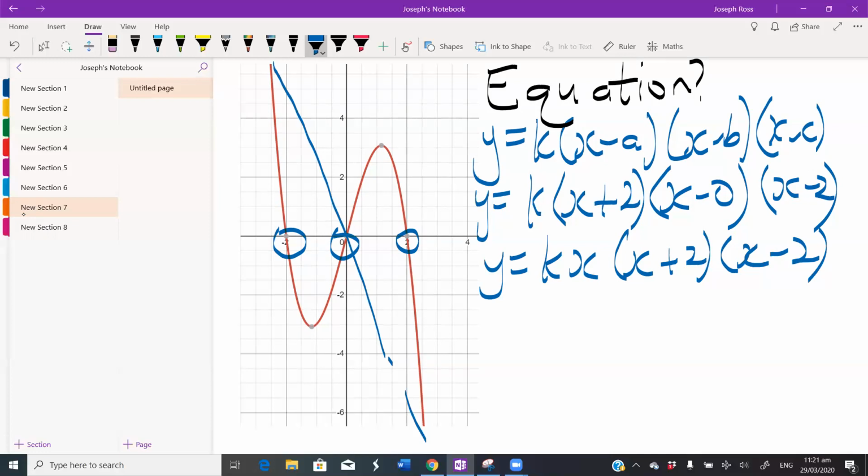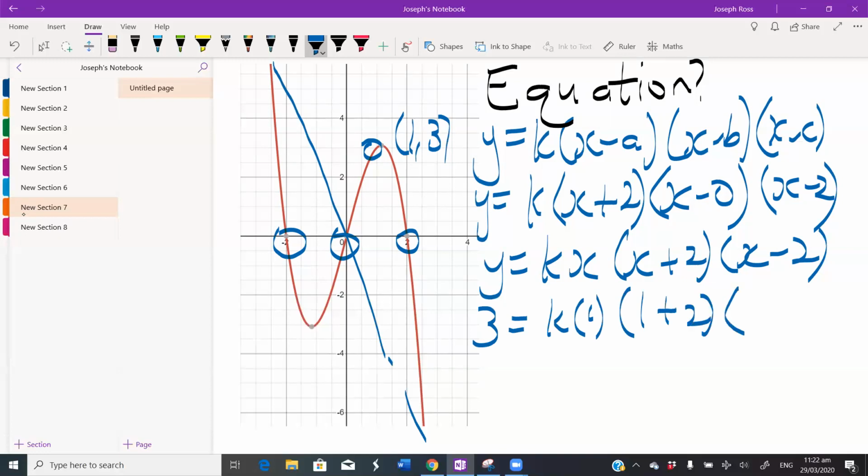The other point that's probably going to be easiest to work with would be this point there, which is when x is 1, y is 3. So that's what we'll substitute in to find our value of k. So if we substitute that in, we get 3 equals k times x is 1, 1 plus 2, and x is 1, so that's 1 minus 2.